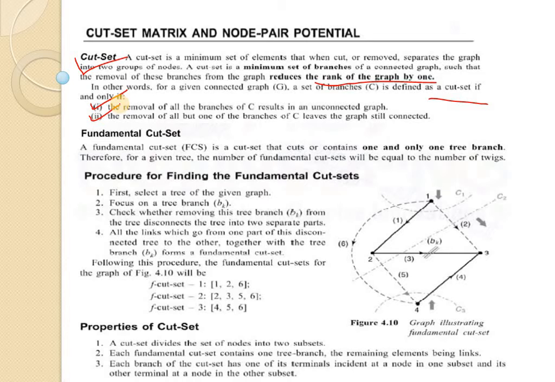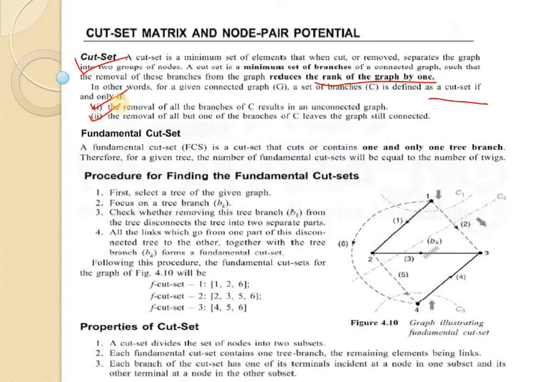For this process, first, select the tree of the graph. First, we have to choose the tree of the graph. Second, focus on the tree branch. Third, check whether removing this tree branch from the tree disconnects the tree into two separate parts. Fourthly, all the links which go from one part of this disconnected tree to the other, together with the tree branch, form a fundamental cut set.